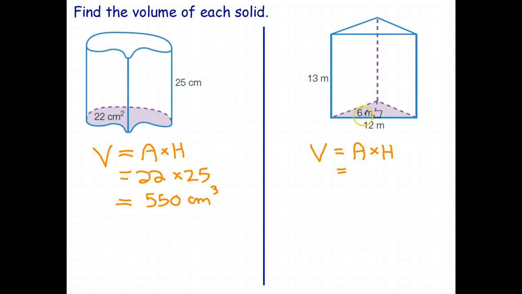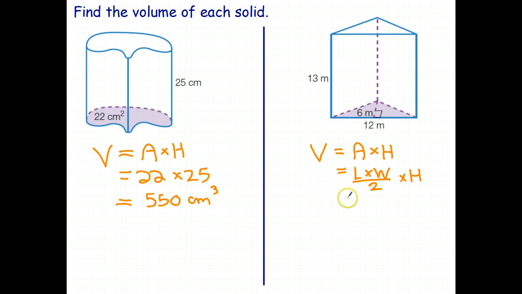Now, I know the shape of the base is a triangle, and I know the formula for the area of a triangle is length times width divide 2. So I'm going to replace A with L times W, divide 2, and then I just copy down the times H. So in general, when you're finding the volume of prisms with known bases, known shapes for bases, write down your formula for volume and replace the A with the formula for that particular shape.